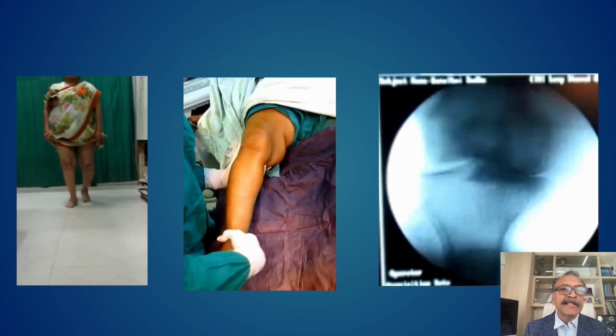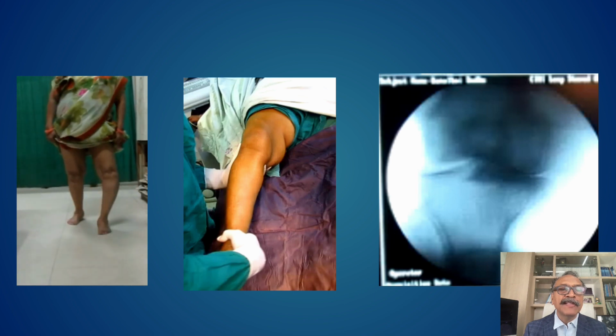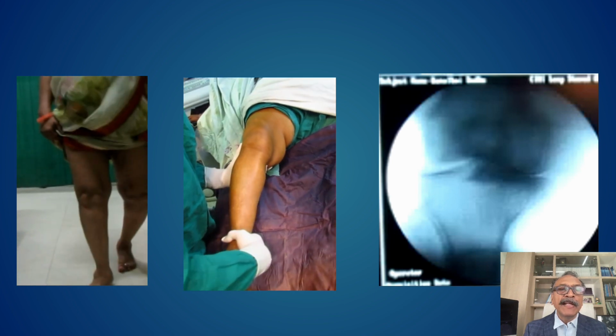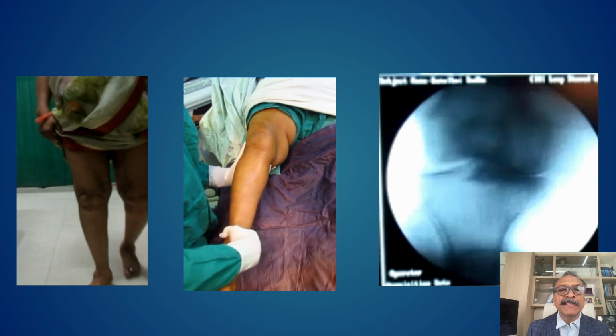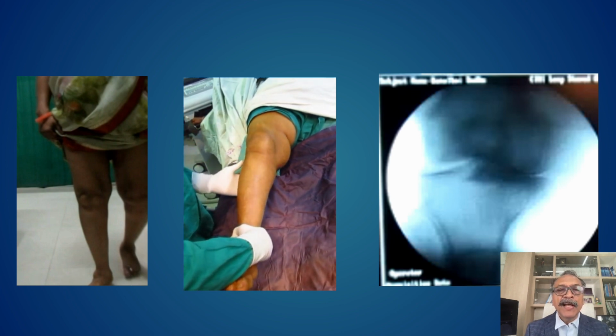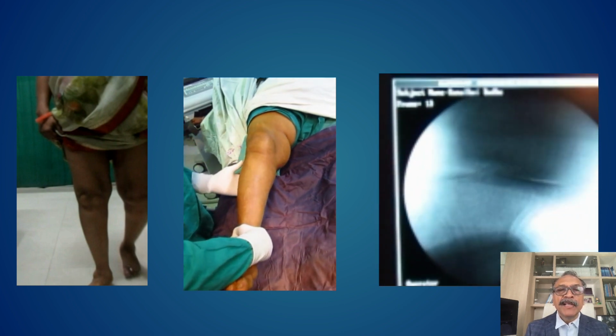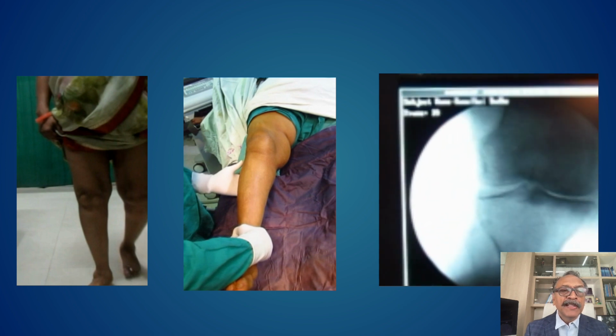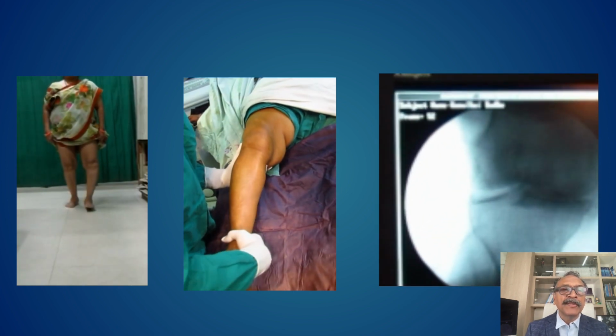Now take a look at this lady walking. This is a large lateral thrust. This is medial lateral laxity on clinical exam, exacerbated under anesthesia and also recorded under the C-arm, in which there is a lot of teeter-totter. This gives you a clue that it's an intra-articular deformity.